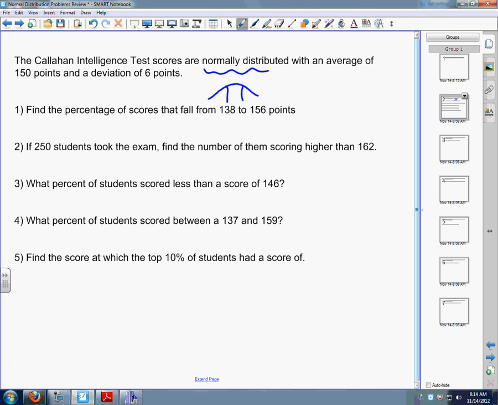So I tell you an average. The book uses both X bar and the Greek mu for average. So the average is 150 points. And then I give you a deviation, that's the little sideways o with a tail, of 6 points. So I'm going to ask you 5 different questions off of this. We're going to take these one at a time.